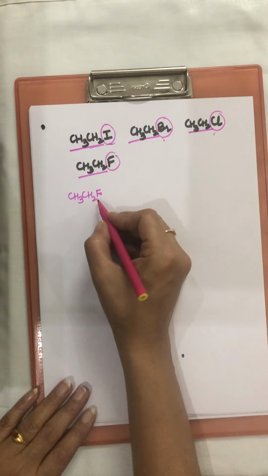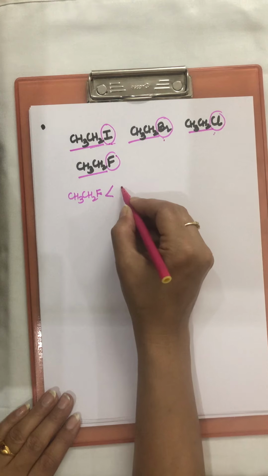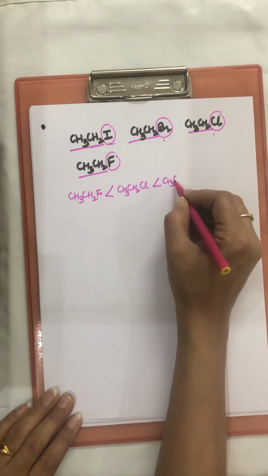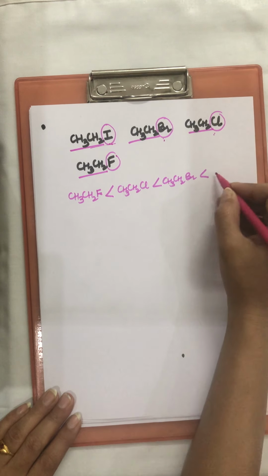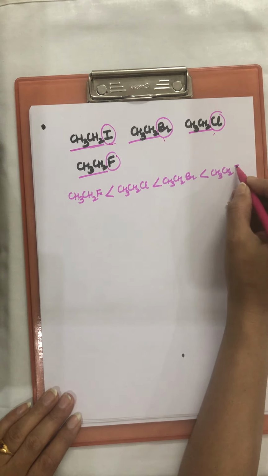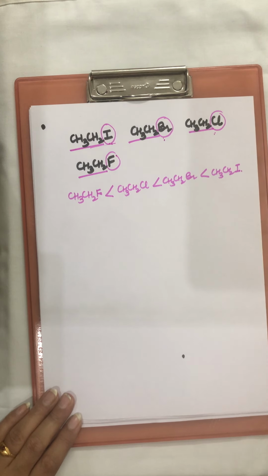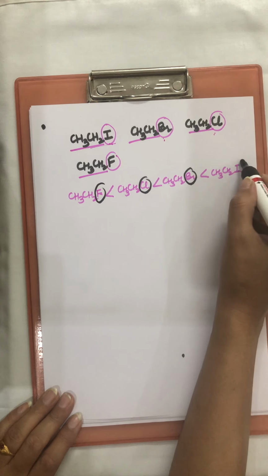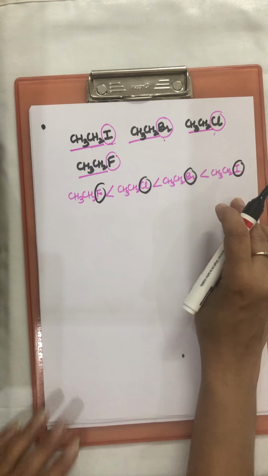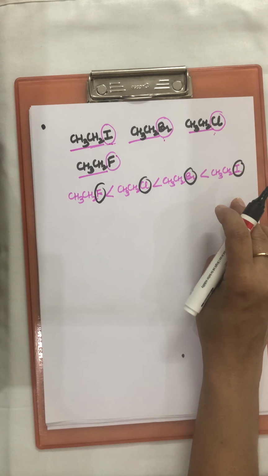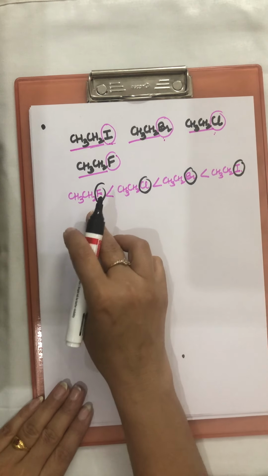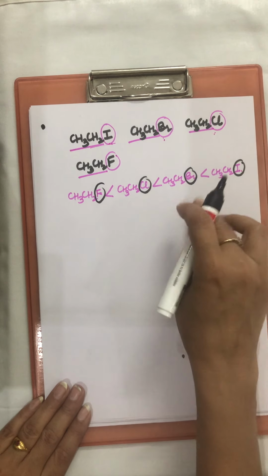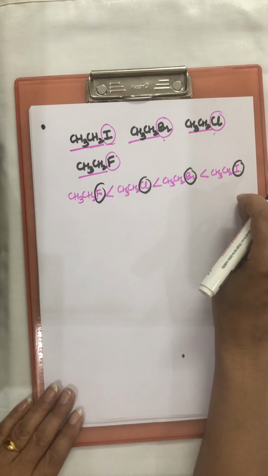Hence the order of boiling points is: fluoro will have less than chloro, chloro will have less than bromo, and bromo will have less than iodo. Since the mass will increase like this, the boiling point magnitude will increase in this order. So this one will have less and this one will have more. Br will have more than Cl, and I will have more than Br.